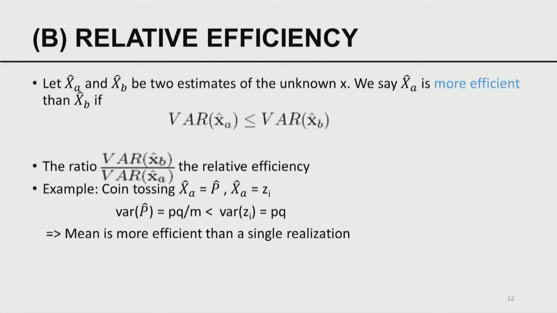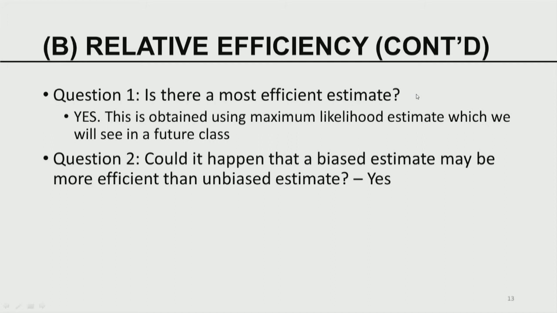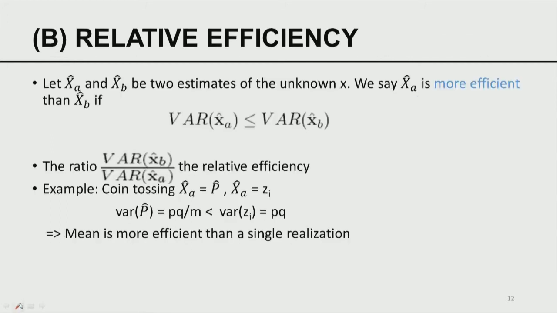Let x a hat and x b hat be two estimates of the unknown x. We say x a hat is more efficient than x b hat if the variance of the estimate x a hat is less than the variance of x hat b. So x hat a is one estimate, x hat b is another estimate.